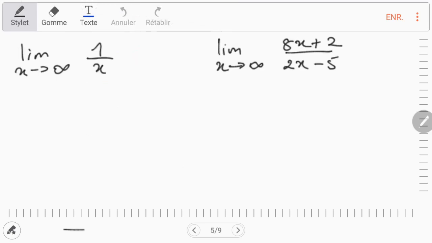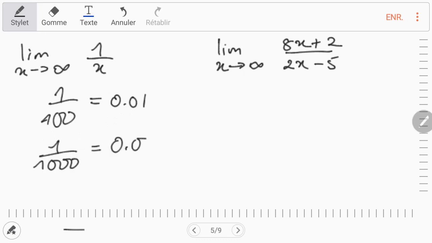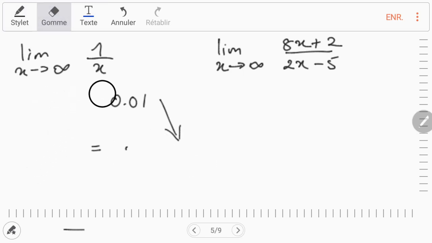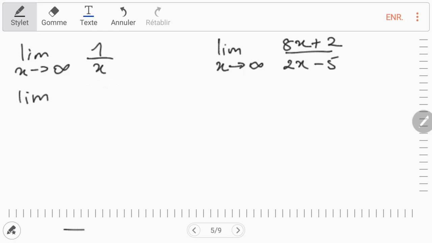Here you have the limit as x goes to infinity of 1 over x. Infinity means very large values. For example, 1 all over 100 is the same as 0.01, 1 all over 1000 is the same as 0.001. So as x gets bigger, this value tends to 0. Therefore, the limit as x tends to a very large number of 1 all over a large number is simply 0.